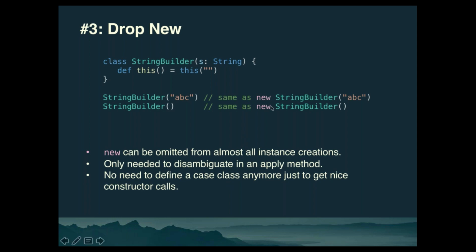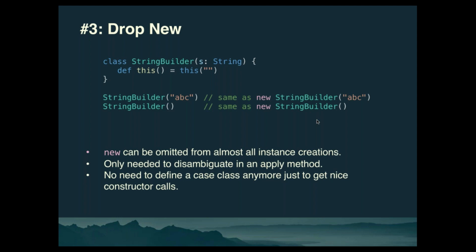So you see where you have to write now, new StringBuilder of ABC. In the future, you can just write StringBuilder of ABC, or StringBuilder with empty parentheses for the other call. You only need new to disambiguate in an apply method. So the issue is if you have an apply method that you define yourself, then if you inside it create a new object, and you leave out the new, well, you would call the apply method recursively instead of creating anything. So in these cases, you still have to write new, but in all other cases, you can omit it.